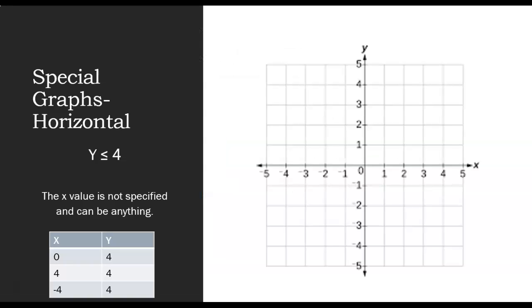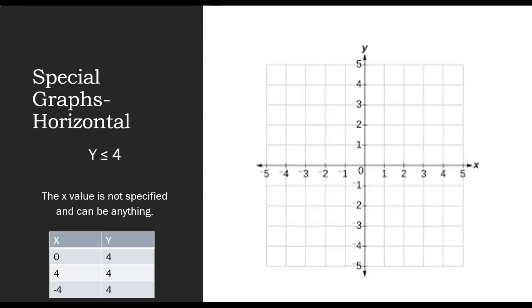A special graph you may see is a horizontal graph. An example is y is less than or equal to 4. There is no x value and it is not specified in the equation. It could be anything. The graph will never cross the x-axis, unless of course the graph is on the x-axis, which would mean your inequality would be y is less than 0 or y is greater than 0 or any variation of that.